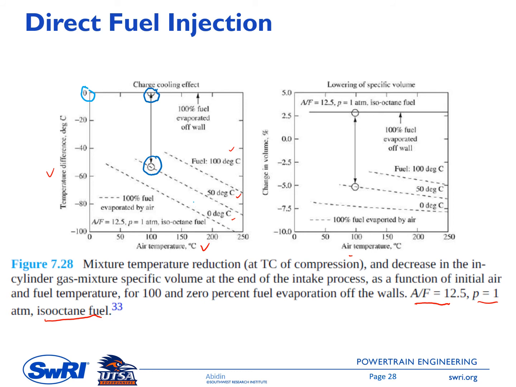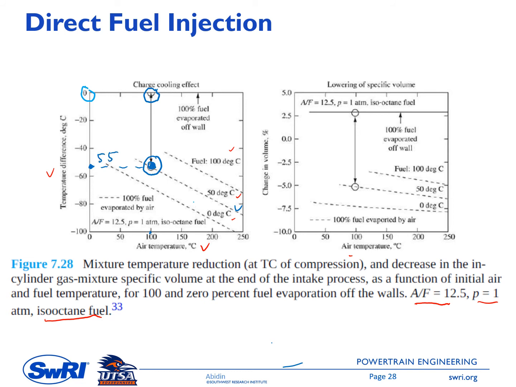For example, if we have an air temperature of 100 degrees C and a fuel temperature of 50 degrees C, which is this line, then the temperature difference because of this charge air cooling is a decrease of about minus 55. Once again, if we have an air temperature of 100 degrees C and a fuel temperature of 50 degrees C, and 100% of the energy used to vaporize the fuel is coming from the mixture, then at the end of the process we will have a temperature reduction of around 55.